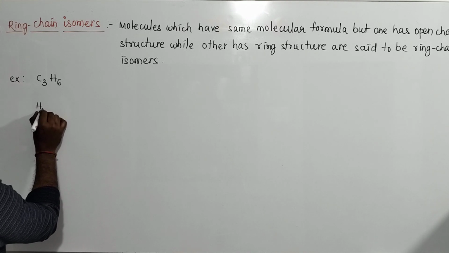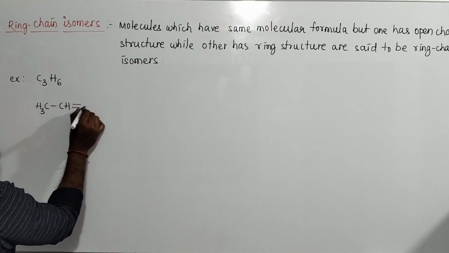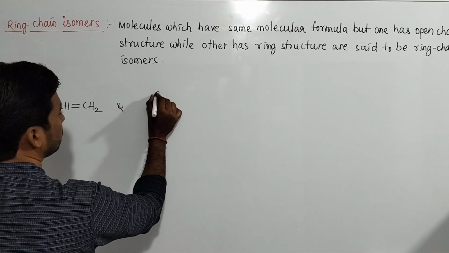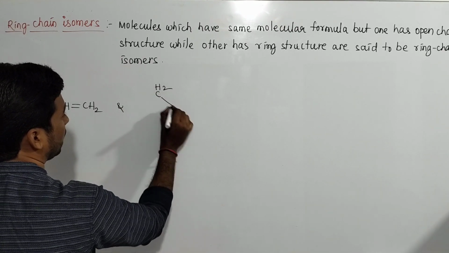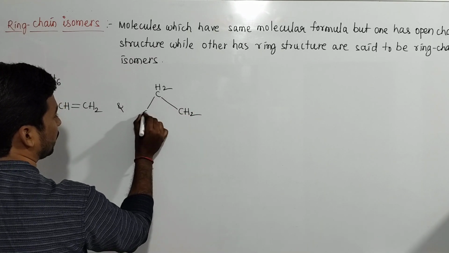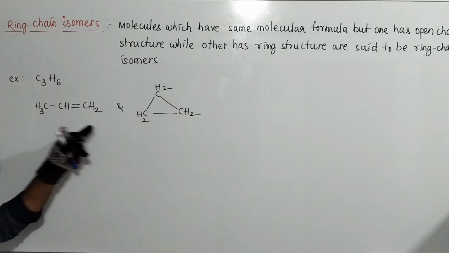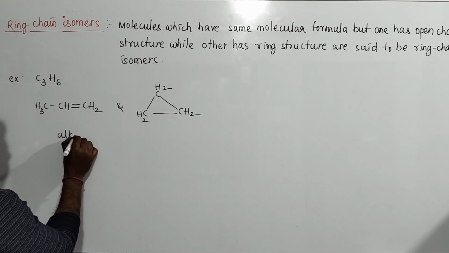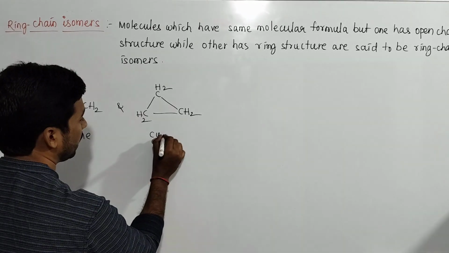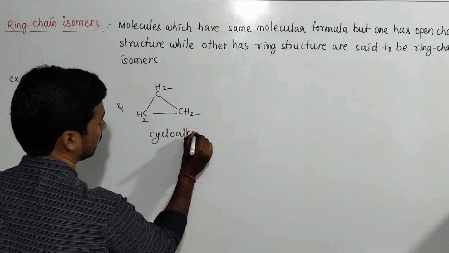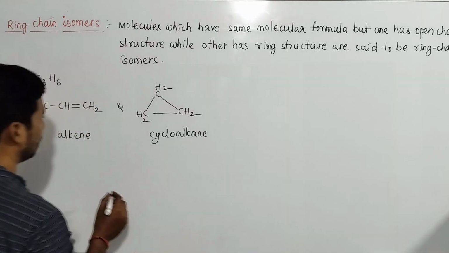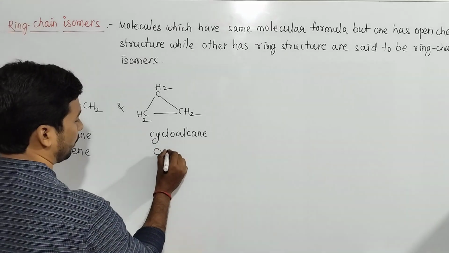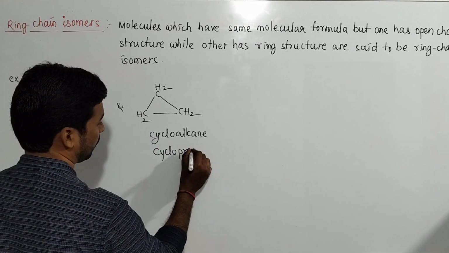With C3H6, I can write two molecules. One has an open chain structure, alkene, and the other has a cyclic structure, CH2, CH2, CH2. So 3 carbon atoms in each and 6 hydrogen atoms. That means one is an alkene and the other is a cycloalkane. Alkene and cycloalkanes are examples. So this is propene and cyclopropane. Propene and cyclopropane are examples.